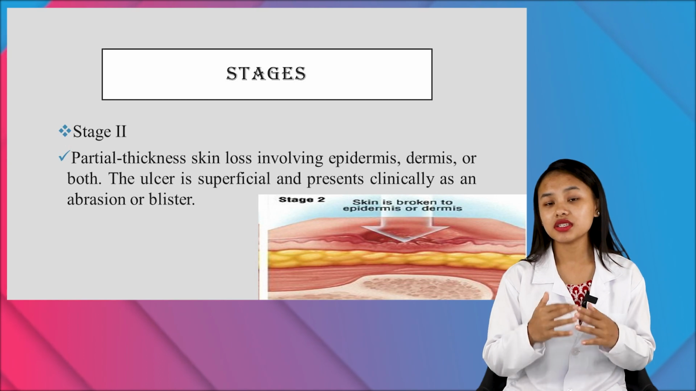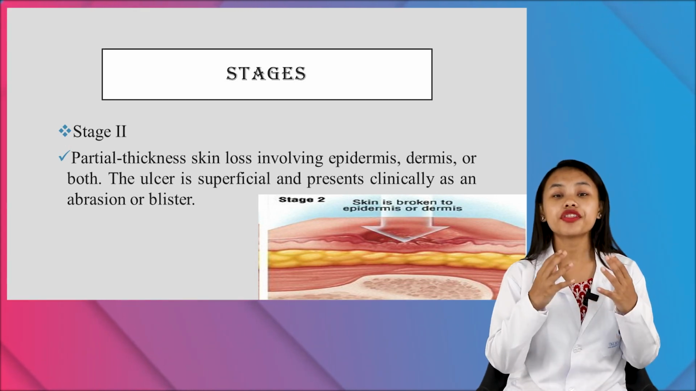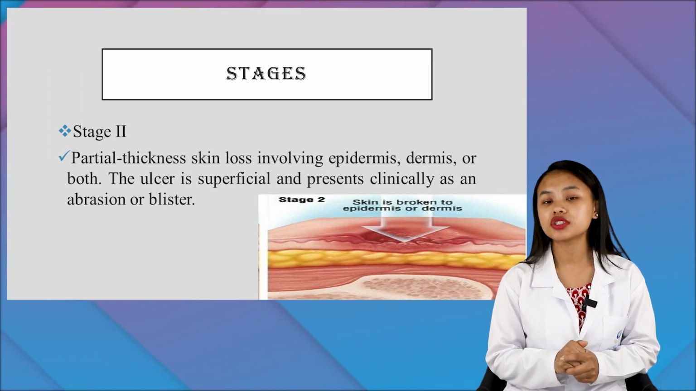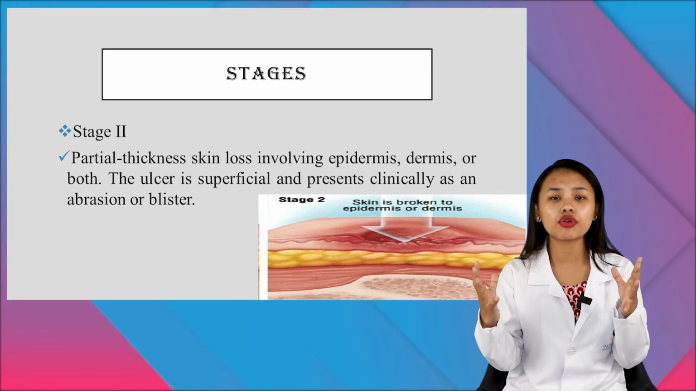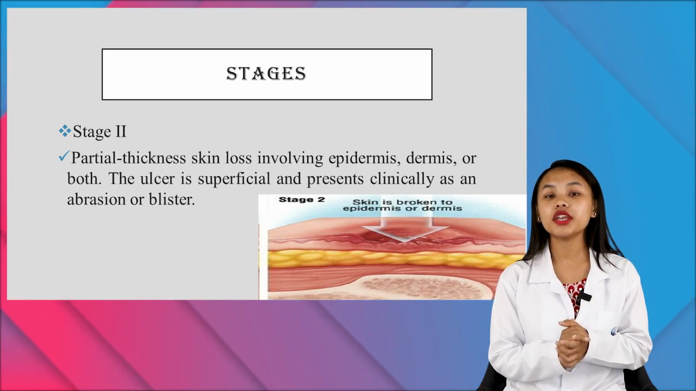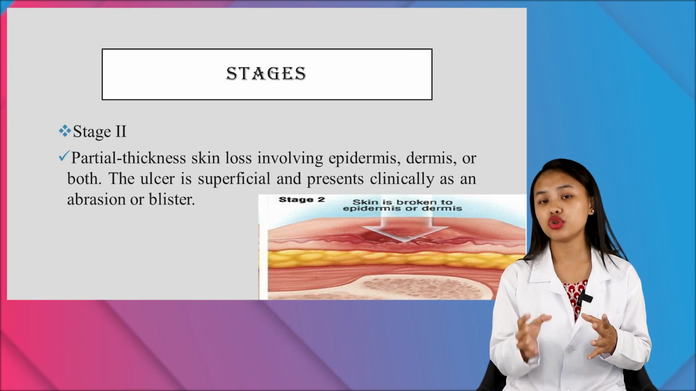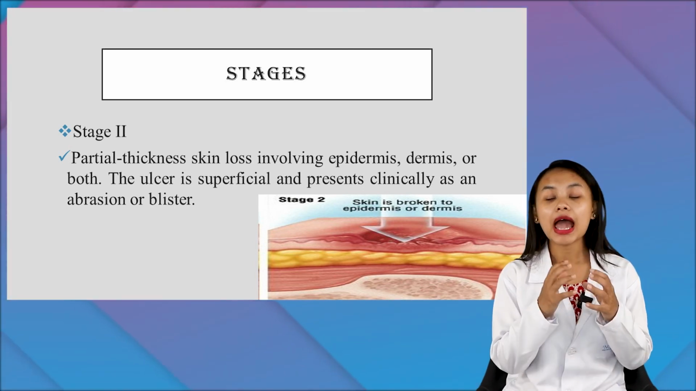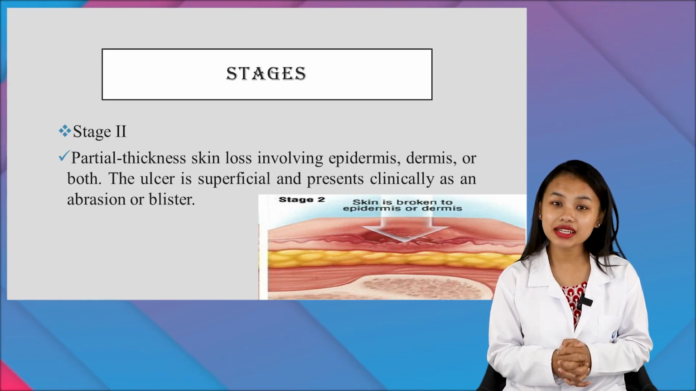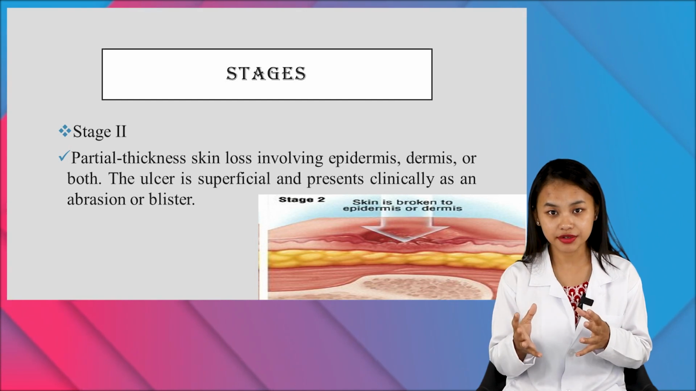And the next is the stage 2. So here if there is a partial thickness skin loss which involves the epidermis or the dermis or even both, then it will fall in the second stage. Here we must also know that this ulcer is only superficial and present clinically as an abrasion or blister.